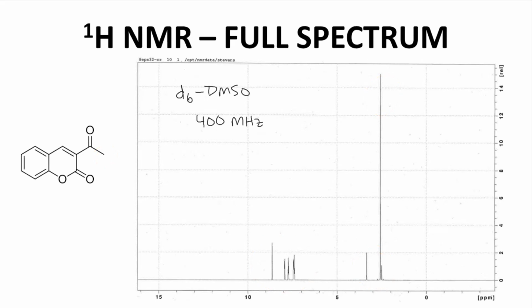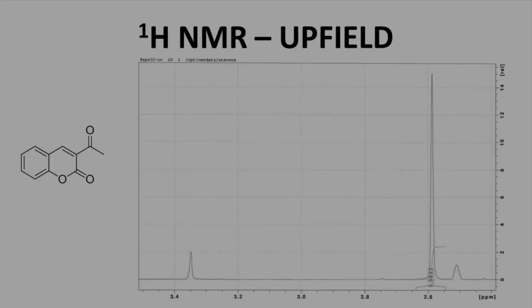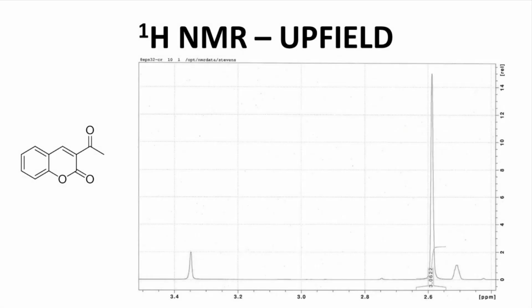Let's look closer at the upfield region. We have 3 upfield signals. 2 are from the DMSO solvent. Those would be the peak at 2.5 ppm for DMSO itself, and the peak at close to 3.4 ppm for a bit of water in the DMSO. The large 3 hydrogen singlet at 2.6 ppm is the methyl group. Great, let's look downfield.